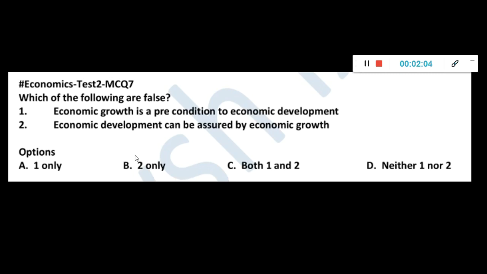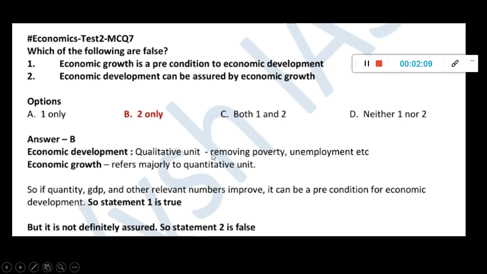Applying the basic logic that guaranteed or extreme things will not be true, the second statement is false, because economic development cannot be assured by economic growth. Growth can be positive or negative, which is quantitative, but development is qualitative, meaning you are removing socio-economic problems. Economic growth is a precondition to economic development is true. You need money to do all these things, so positive economic growth is required, but it does not assure economic development. That is why this statement is false.